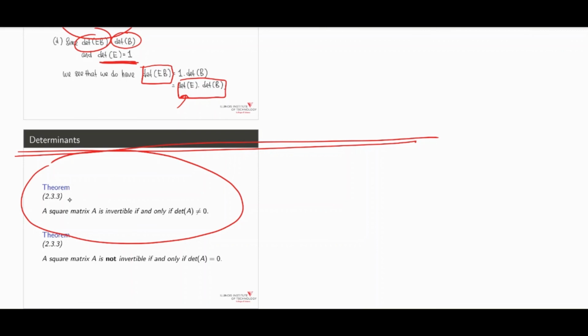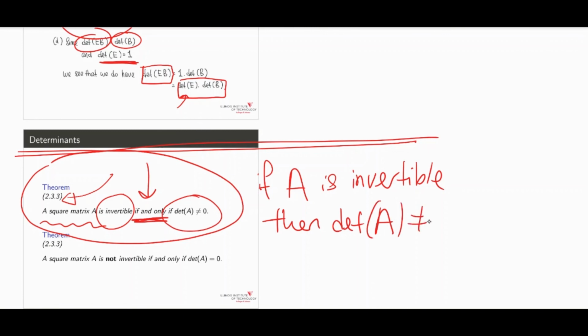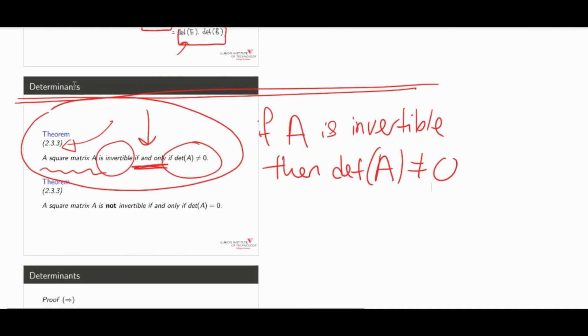So this theorem, which is in the book labeled as 2.3.3, says that a square matrix A of size n by n is invertible if and only if the determinant of A is not equal to 0. So it is two parts, right? This theorem is if and only if. It says that if A is invertible, then the determinant of A is not equal to 0. That's the first part, because it's if and only if.